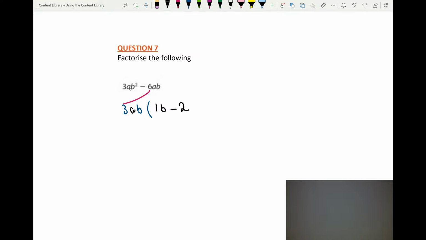And then think about it here. How do I make ab become ab? Well, I don't have to multiply them by anything, only 1. So I could have 2 times 1, but I'm just going to keep it as 2.